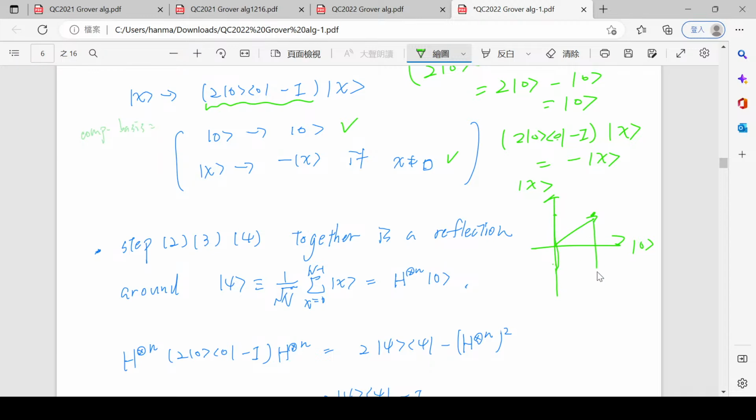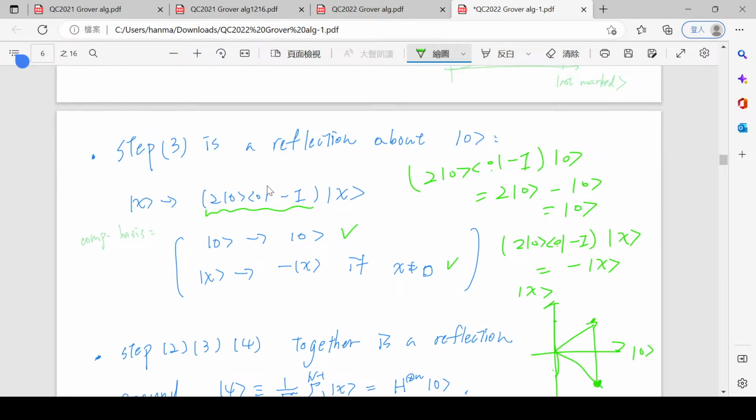So you go down here, right? You apply this gate, then the 0 component stays and the x component gets a minus sign, and you get here. Then you can imagine if you have higher dimension, you still reflect around these axes. But it's high dimension, it's weird. But anyway, if you see something in this form, you know it's a reflection around this vector.